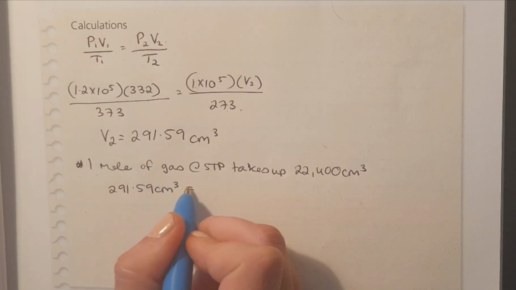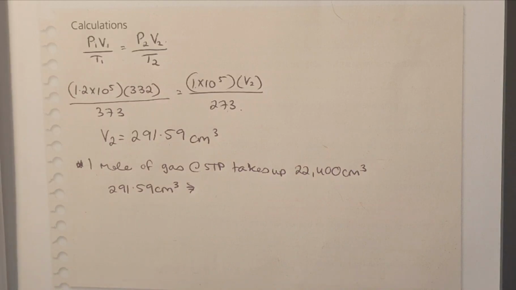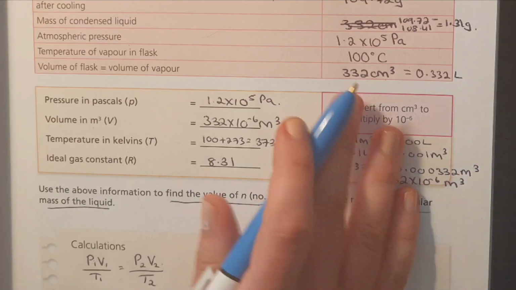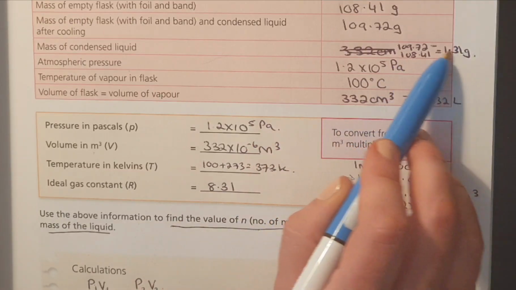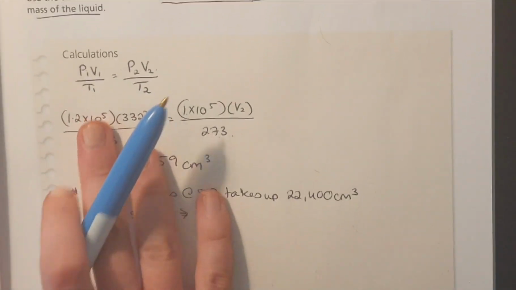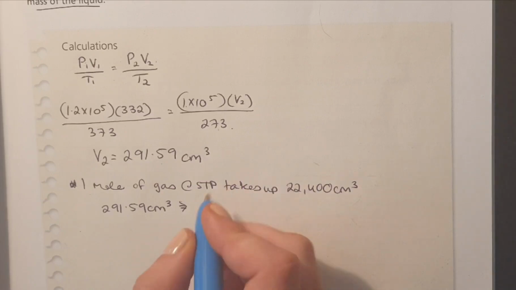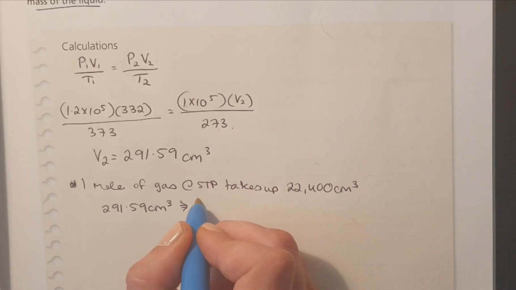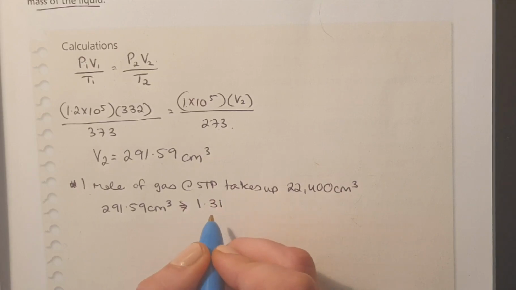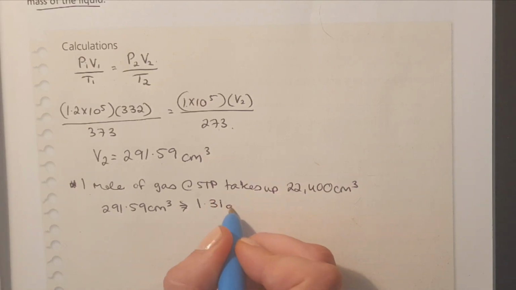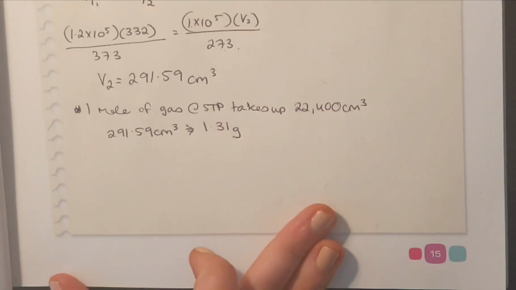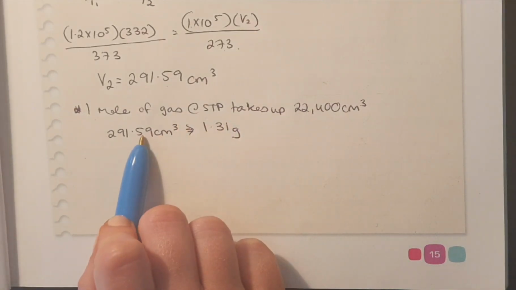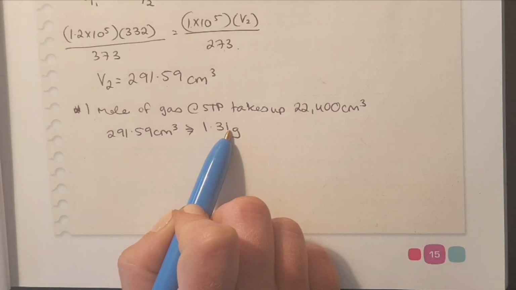And we have the mass of the gas still. It's up here, what you measured up here, 1.31 grams. That's the mass of the condensed liquid, and it's also the mass of the gas. So there's no loss in the mass there. Okay. So I want to find out the relative molecular mass.